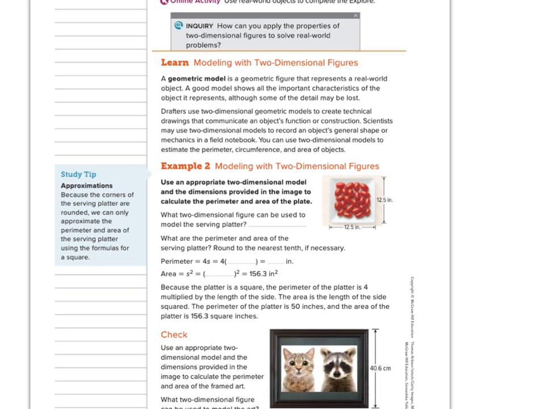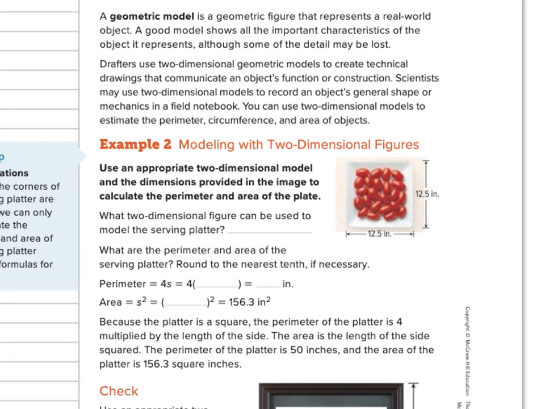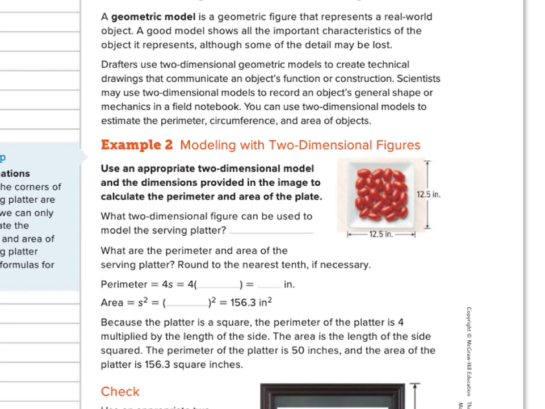So modeling this two-dimensional figure, well, it looks like it is a plate. It is some kind of straight four-sided object, straight sides. And I would say that if I look at this and I know that this width or length is 12.5, this is 12.5, I hope when you look at that you say, hey, that I could model with the area of a square or using a square. Looks like a square to me. And then what are the perimeter and area of the serving platter?